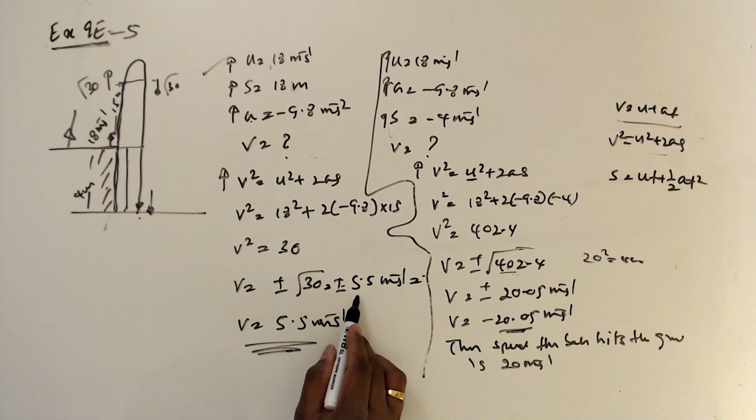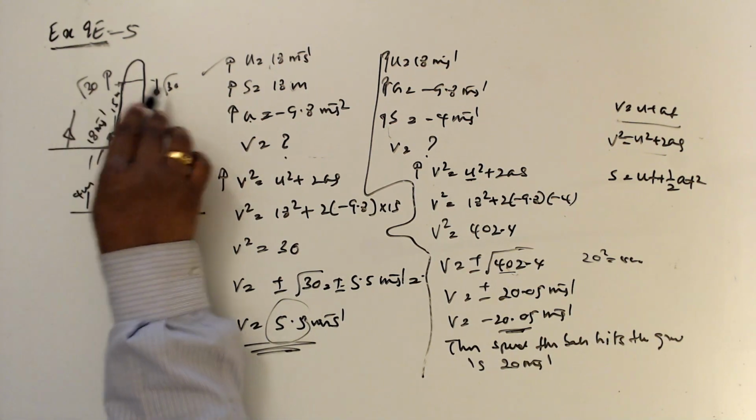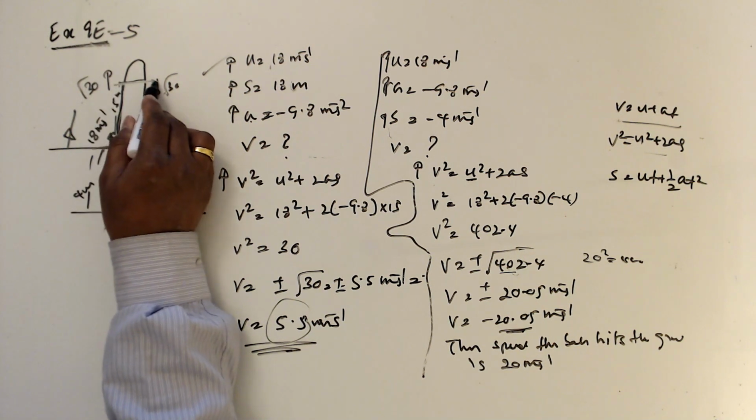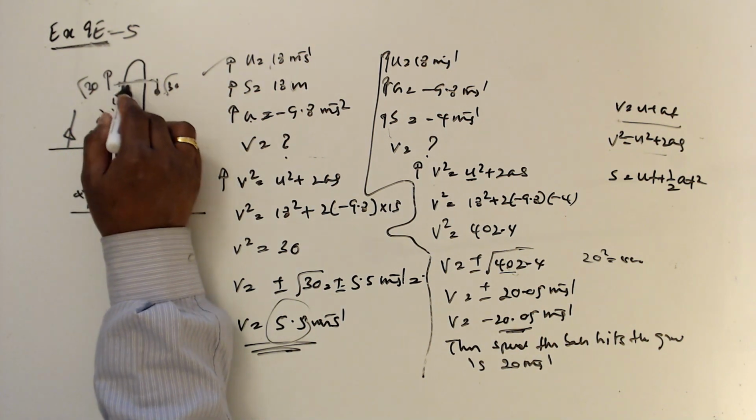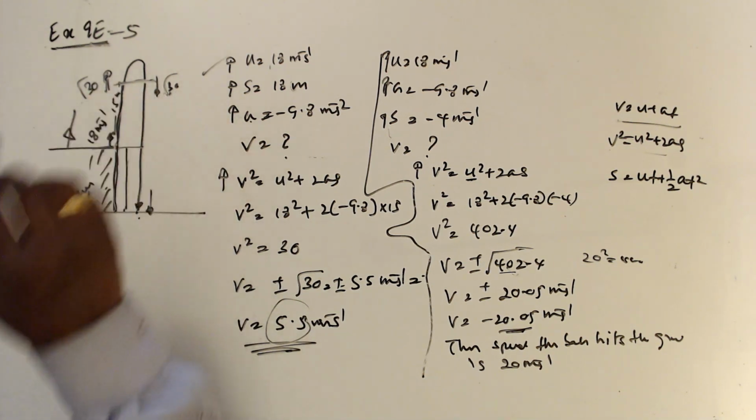So here also, when you take the magnitude, it is 5.5. But there are two occasions when the ball is above 15: when it is going up and when it is going down.